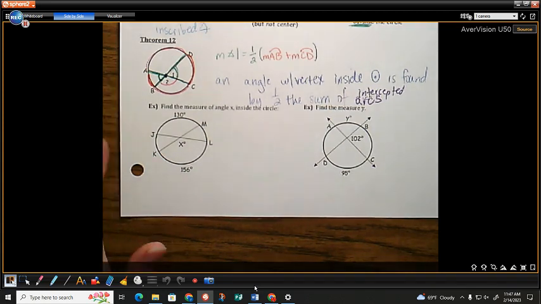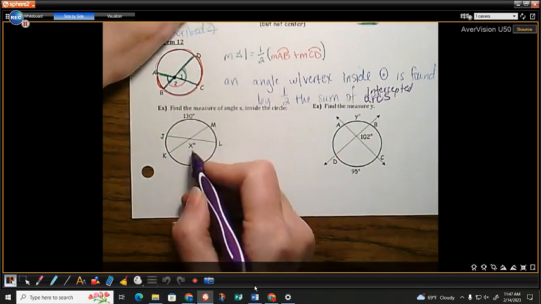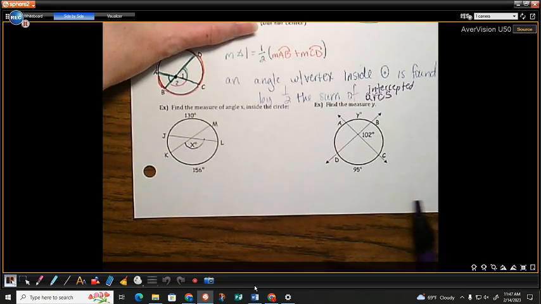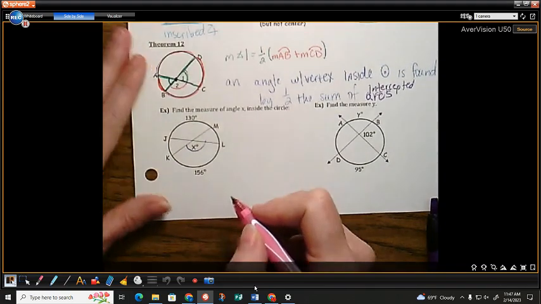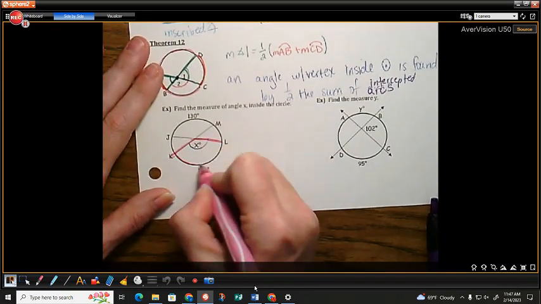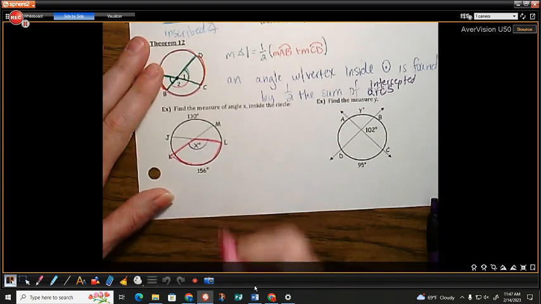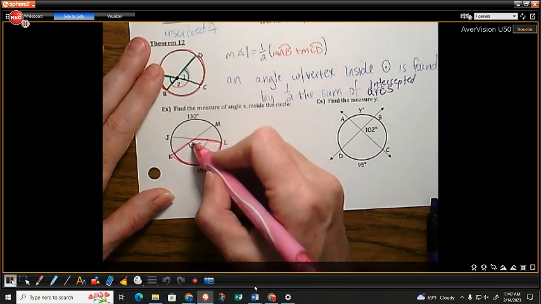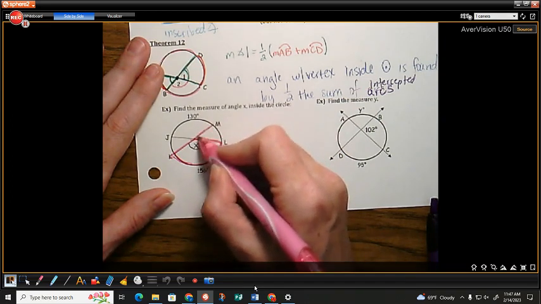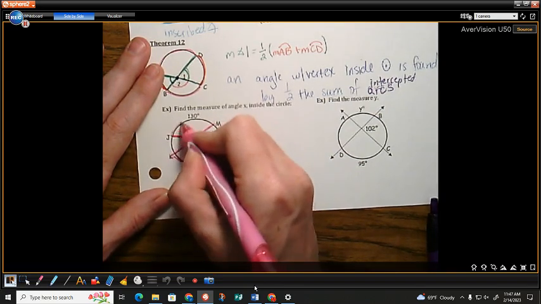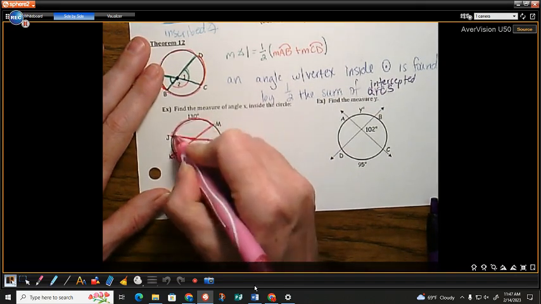So let's attempt to see how we're going to use that. Down here, I want the measure of angle X. What arc does it intercept? And if you need to draw the snow cone, draw the snow cone. You intercept KL, but what else does it intercept? Remember, you're going to go backwards and draw its vertical angle, and you're going to intercept the arc on the other side.